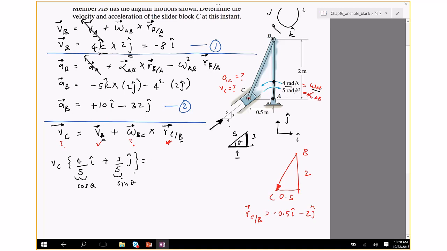So this equals VB, which is minus 8 i, and then omega BC. Let's just assume that omega BC is counterclockwise and see where we go with that. So omega BC is the magnitude, that's why I didn't put an arrow, times k crossed with the vector I just found, B to C, so minus 0.5 i minus 2 j.